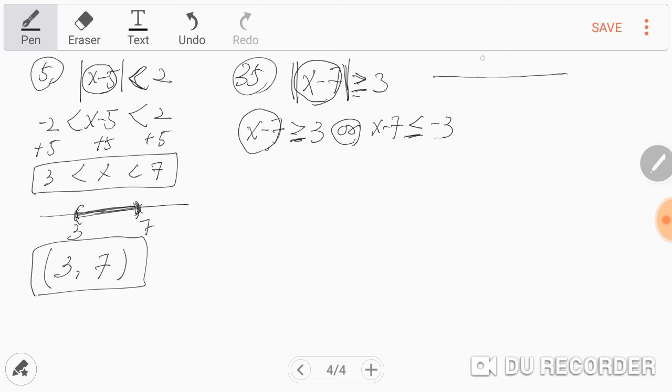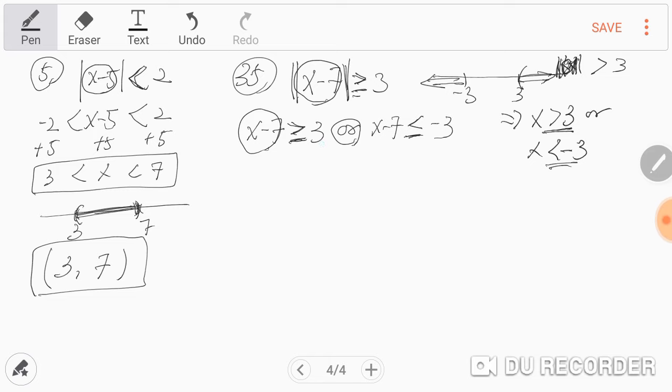Remember this one: absolute value of x is greater than 3. This means here is positive 3, here's negative 3. So x is greater than positive 3 or x is less than negative 3. So the expression inside the absolute value is greater than the positive number, or less than the negative number. So x minus 7 is greater than or equal to 3, or less than or equal to negative 3, with the equal sign because the original inequality has an equal sign.